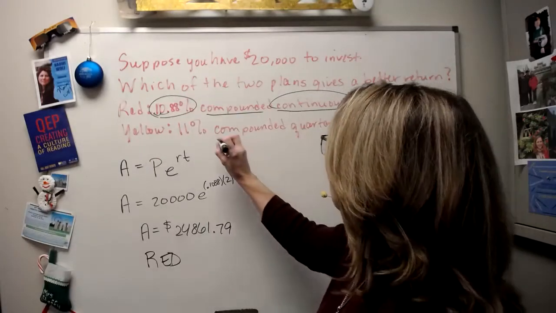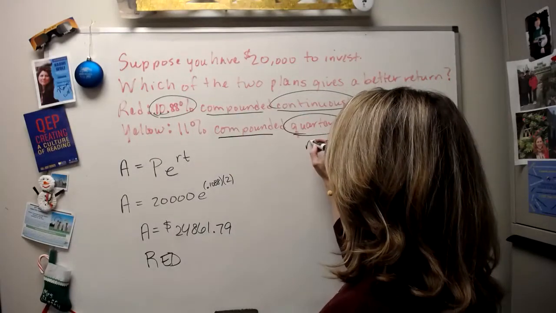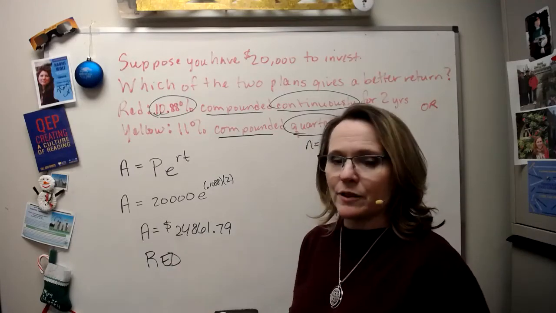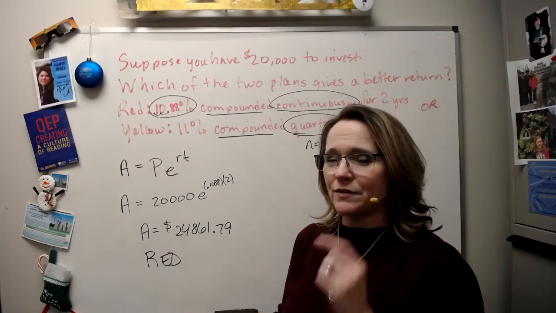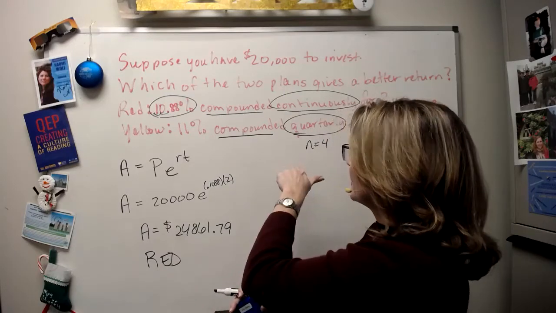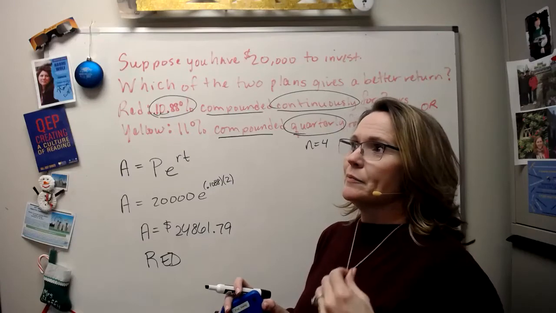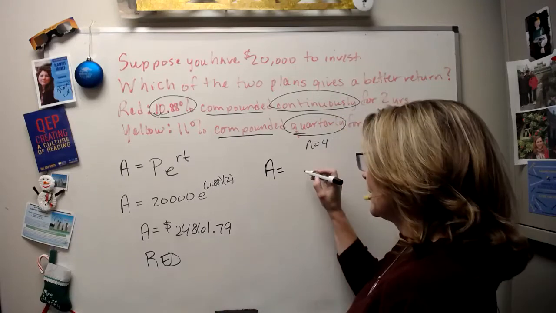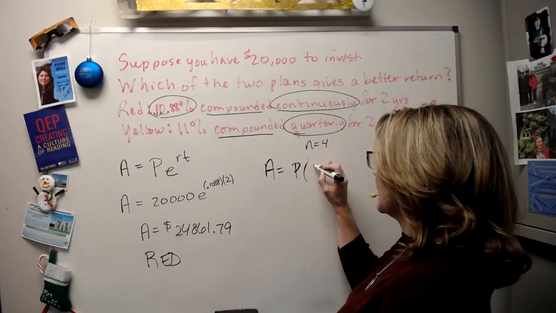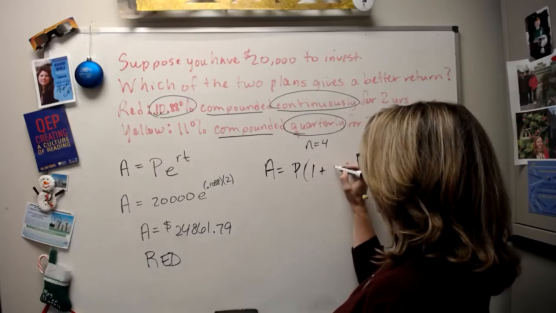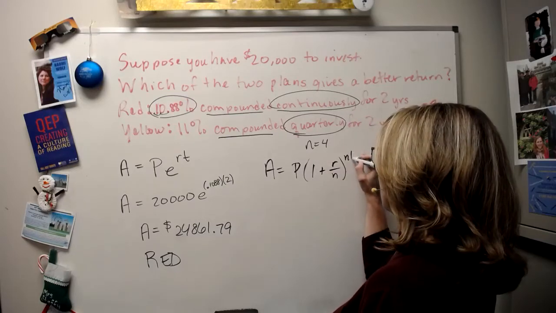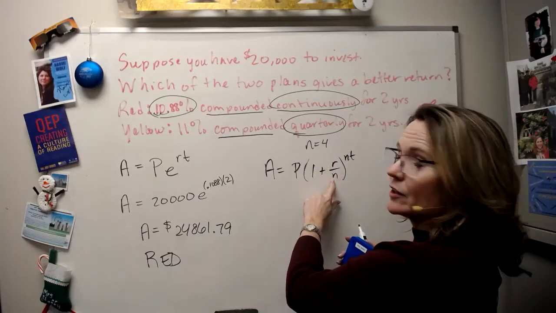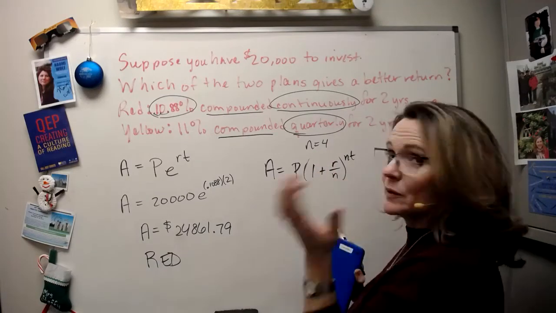For the yellow plan, it's compounding quarterly. Now that's important because that tells me that every quarter they're going to compound the interest, which means to scoop it up, pile it onto whatever the previous principal was, and then run my interest off of that. Now, in this case, we're compounding quarterly, so that means it's going to happen 4 times a year. Now, for this formula, I'm going to need accumulated amount. It's going to be the principal times the quantity 1 plus r over n to the nt, where P is still principal, R is still your annual rate, N is how often you're compounding in a year, and T is the time, how many years.